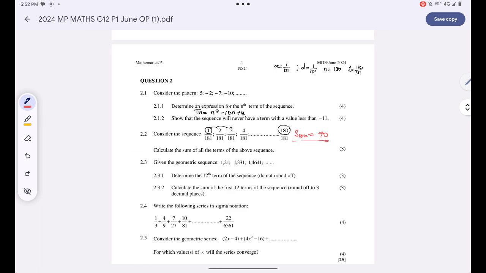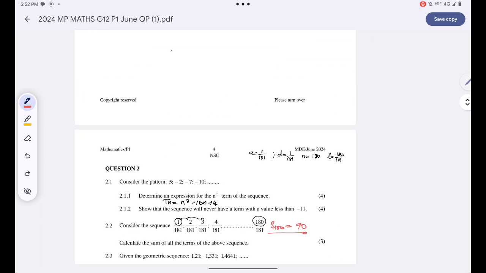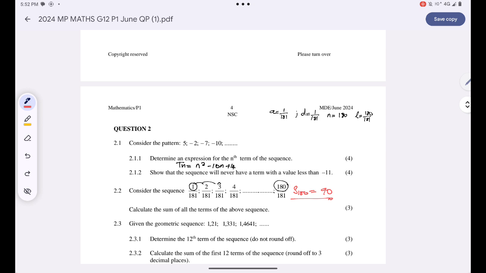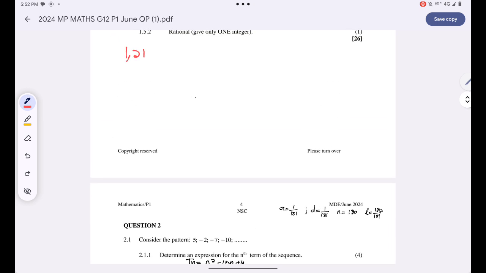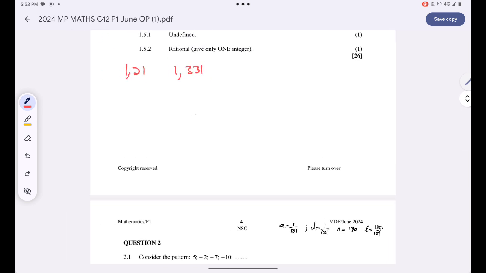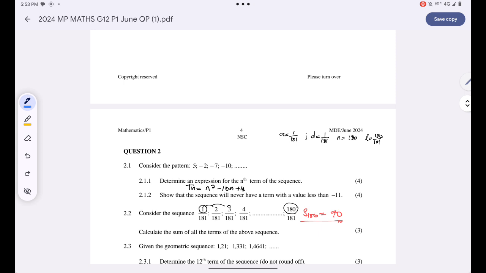Okay, let's continue. It's 1.21 and 1.331. I have 1.21 and then I simply have 1.331, and then I have 1.4641. So these are the first three terms of my geometric sequence.